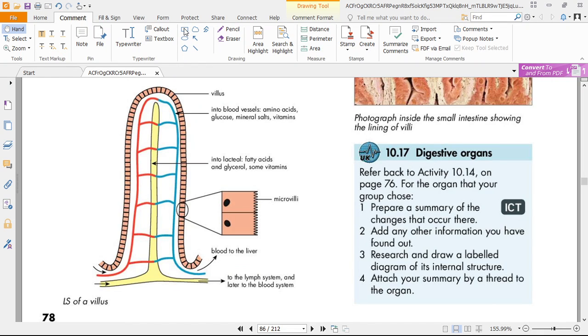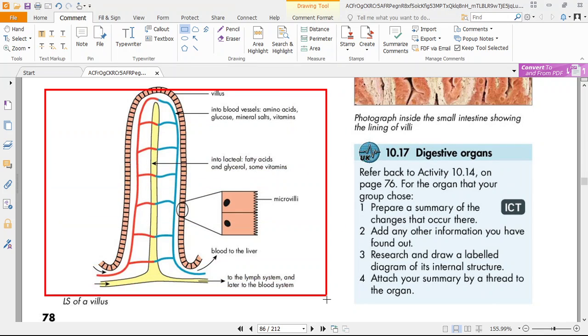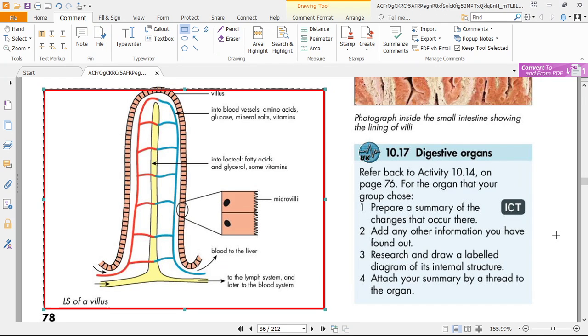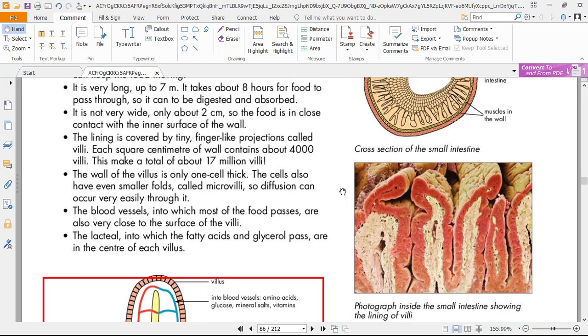You see millions and trillions of these, right? In our small intestine, right? Some in our large intestine also, but more likely right here in the small intestine. And in reality, this is how they look, right?